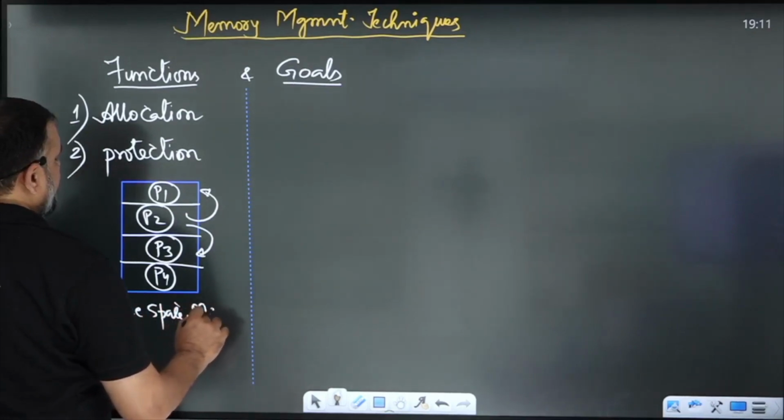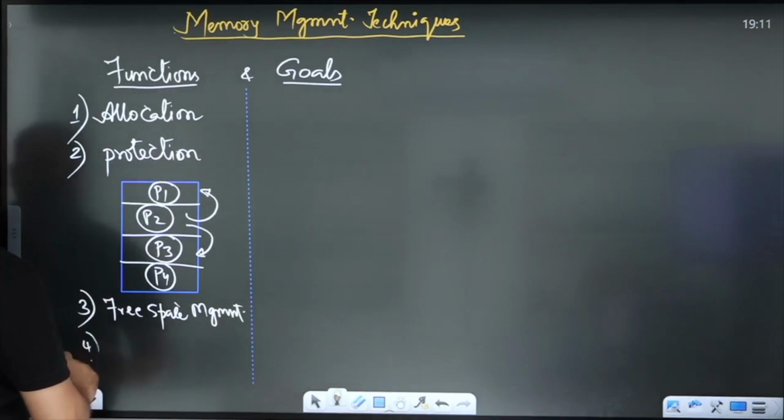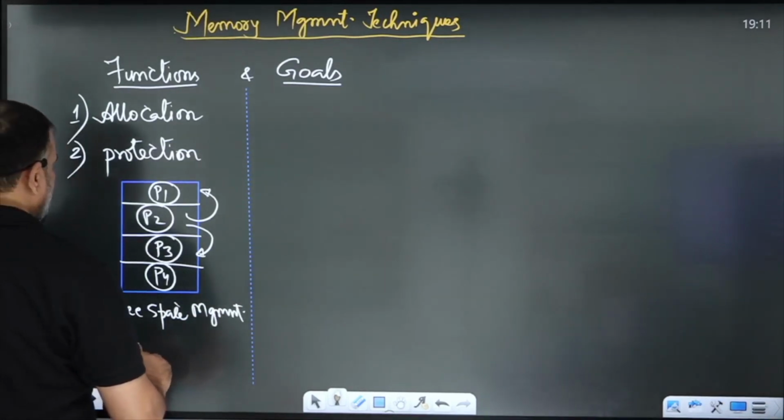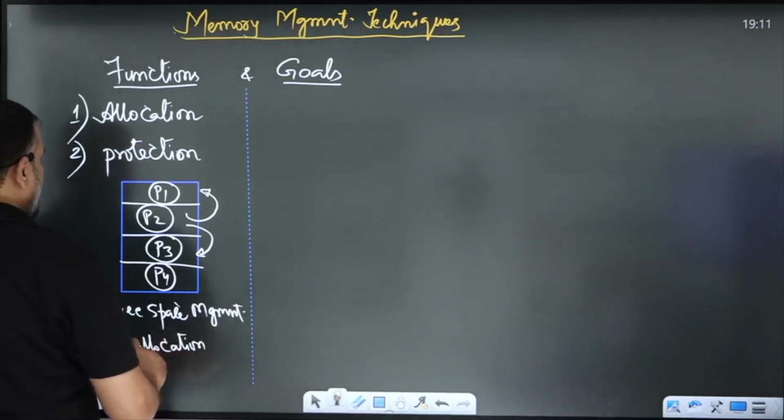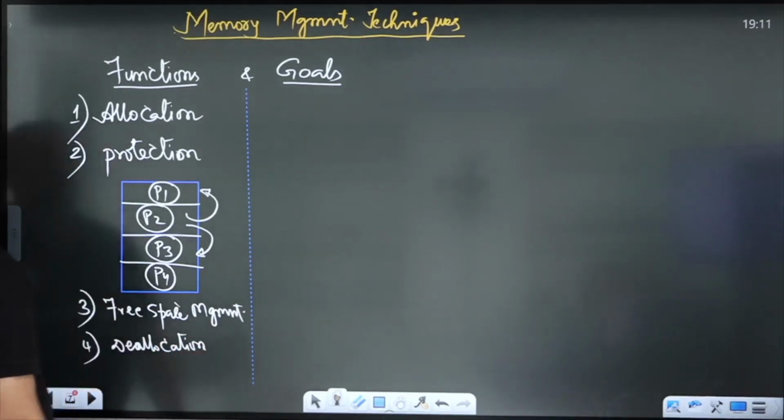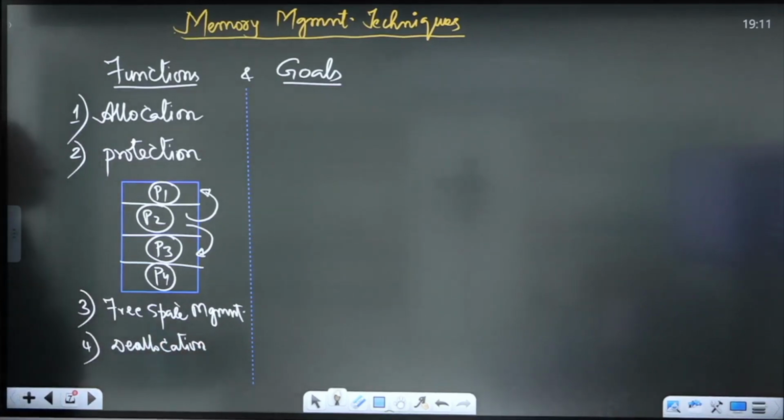Free space management. And fourth is deallocation. These are the general functions carried out by any memory manager implementing some memory management techniques: allocation, protection, free space management and deallocation.